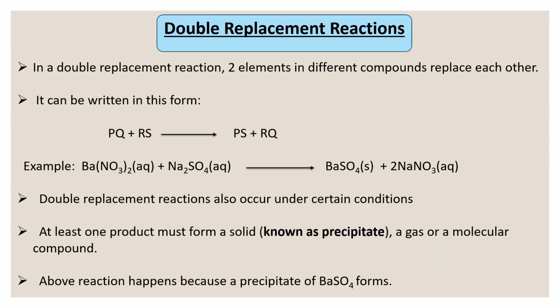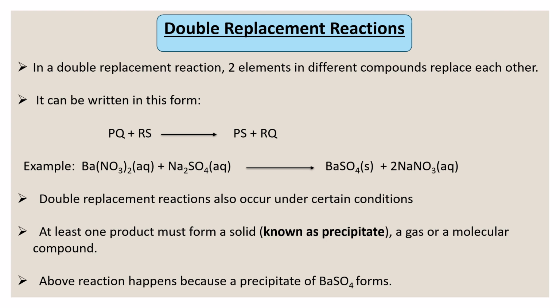Double replacement reactions. In a double replacement reaction, two elements in different compounds replace each other. It can be written in this form: PQ plus RS, arrow, PS plus RQ. Example: when barium nitrate in aqueous solution reacts with sodium sulfate in aqueous solution, it converts into barium sulfate, which is solid, and sodium nitrate, which is also in aqueous solution.